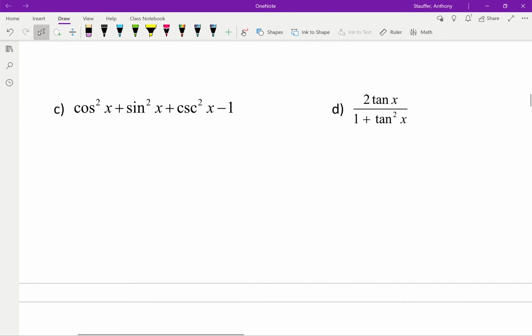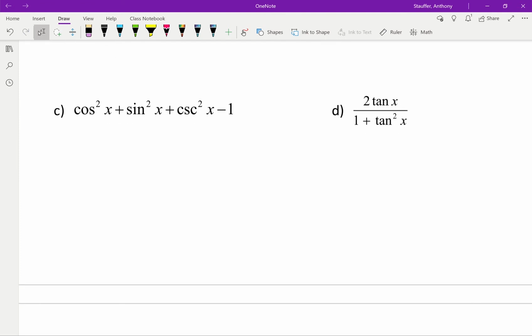Next, cos squared x plus sine squared x plus cosecant squared x minus 1. Well, we go back to our good old pickup line right there. You're cos squared, I'm sine squared. Together we are 1. So I get 1 plus cosecant squared x minus 1. And then I get 1 minus 1, so that leaves me with cosecant squared x.